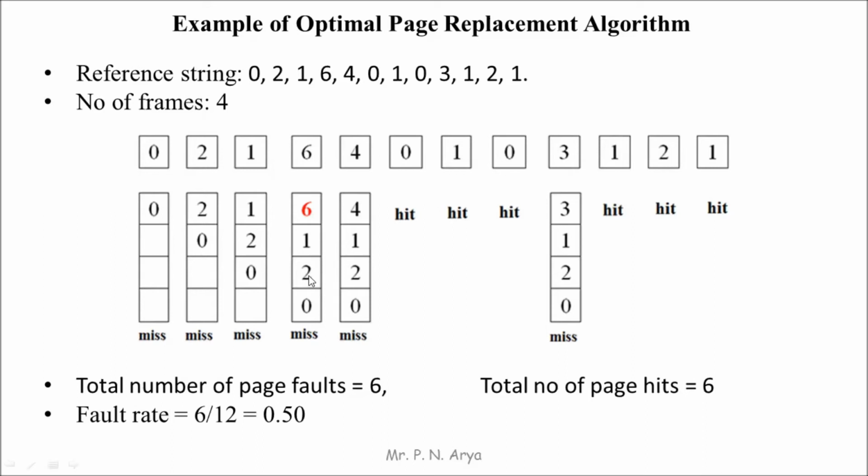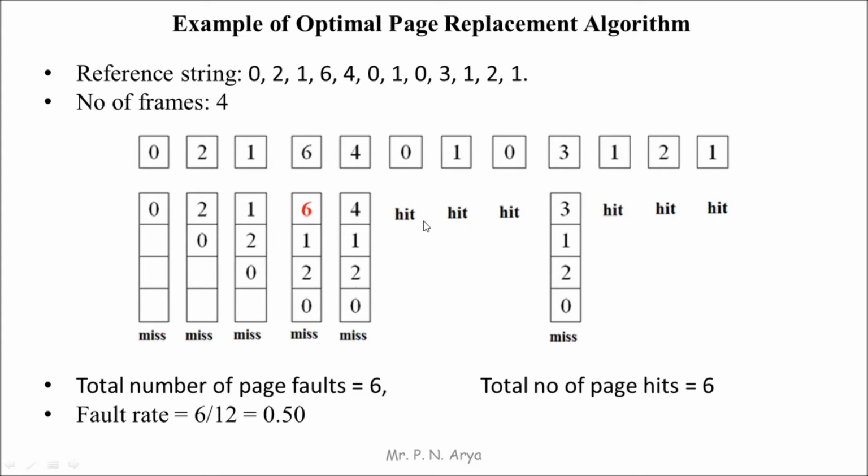3 is not here. 1 will also be used, and 6. So here 6 will not be used in the future. So we remove 6 from the main memory and replace it with 4. This is also a page fault. Next is 0. 0 is available in the main memory, so here is a hit.